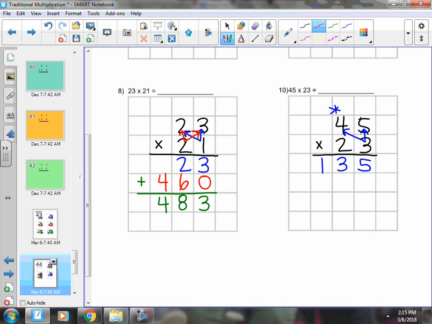Now we're going to multiply the 2 times everything on the top. But it's really a 20, so don't forget that 0. That 0 always will go there when multiplying by a 2-digit number, because it's really a 20 we're multiplying with. 2 times 5 is 10, and 2 times 4 is 8, plus 1 more is 9. Add it all together for our final answer.